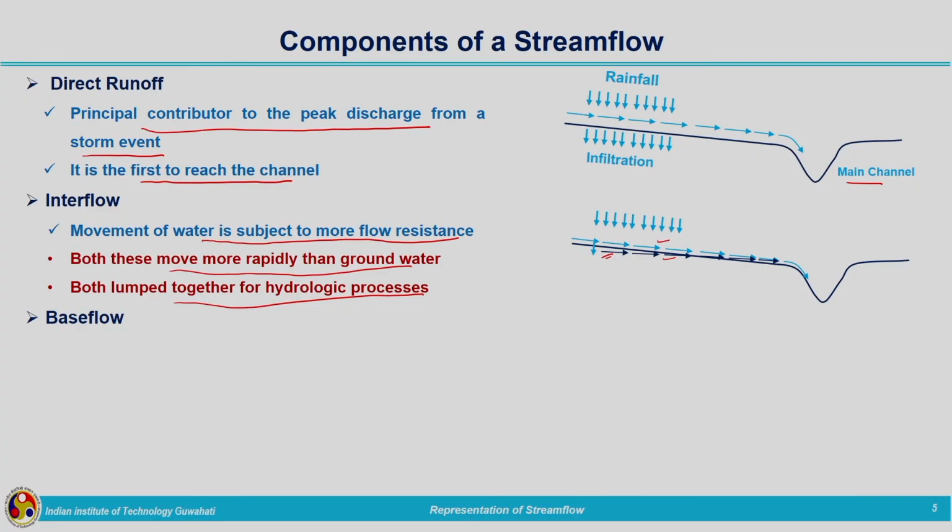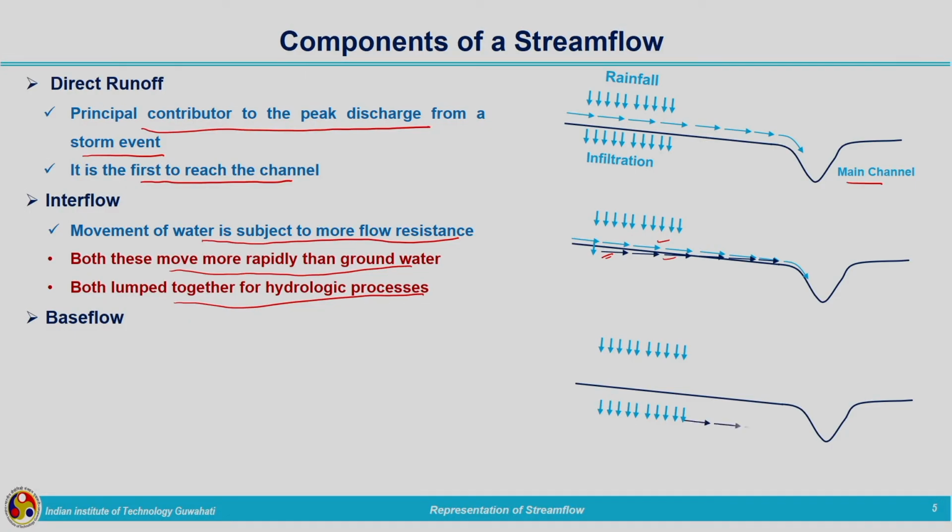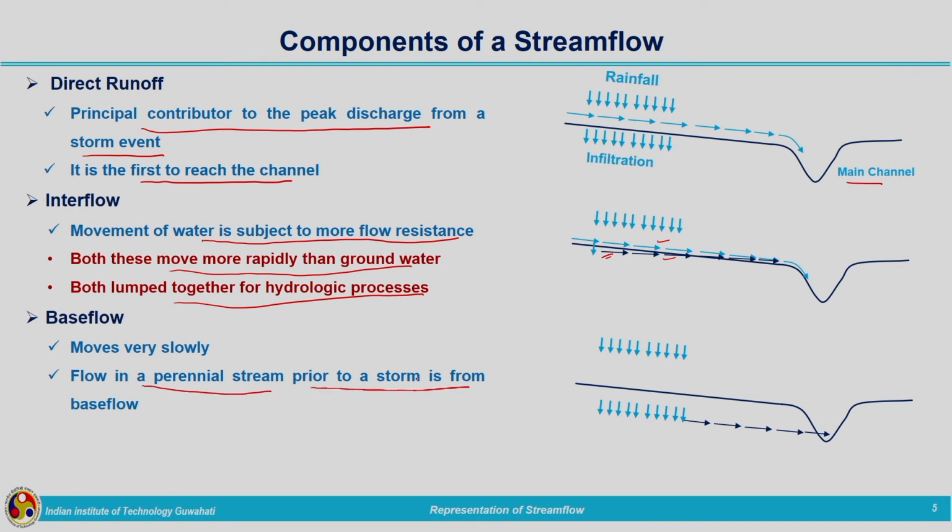Now, let us see the case with base flow. Again the same schematic representation. Rainfall is occurring, infiltration is taking place. This infiltrated water is percolating deeper into the soil and finally it will be meeting the groundwater table. Hence, there is a contribution coming from the groundwater towards the stream. So, the rate with which the base flow contribution is coming to the stream flow is slow, and flow in a perennial stream prior to a storm is from base flow.